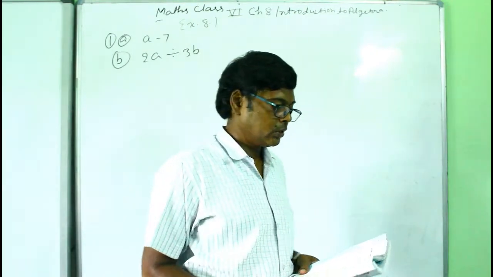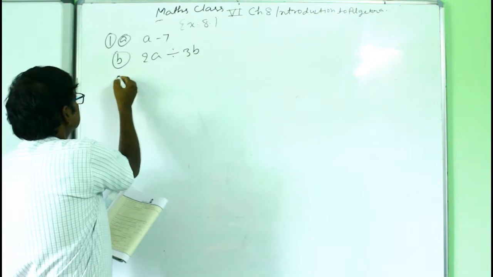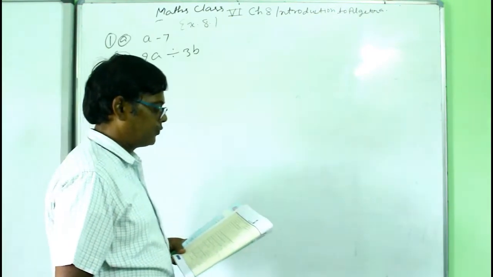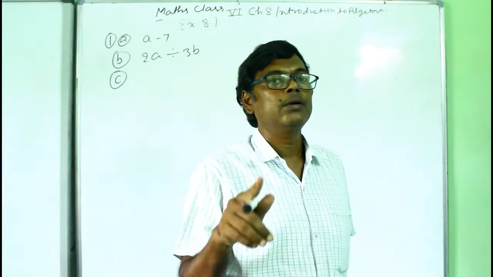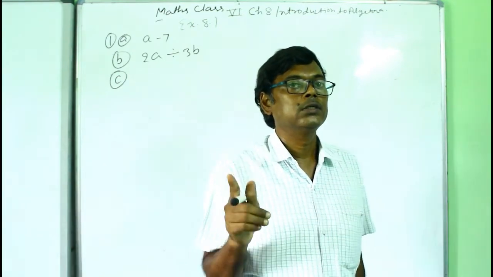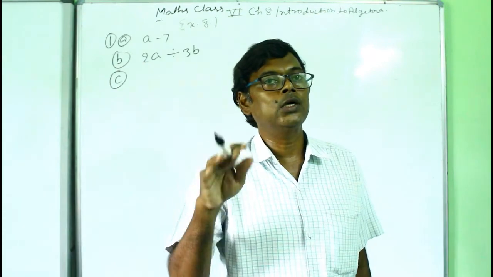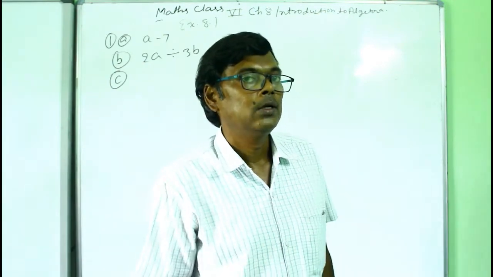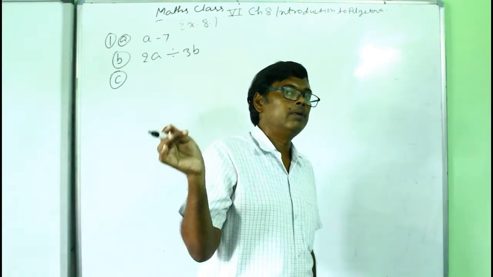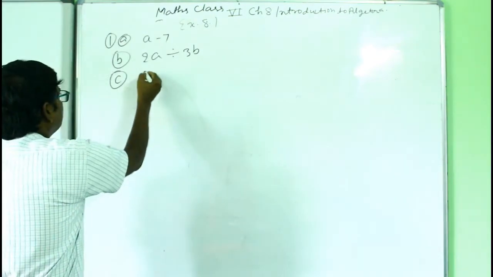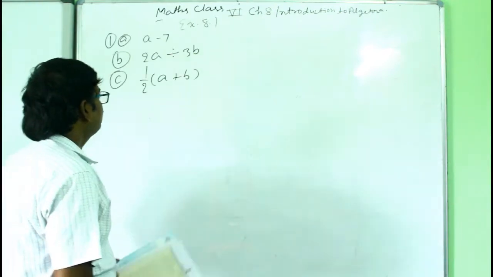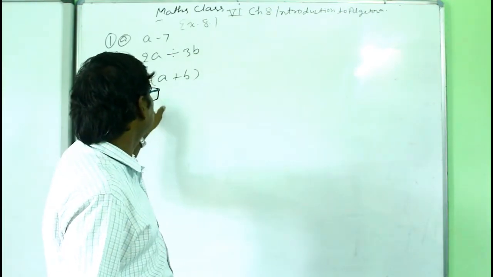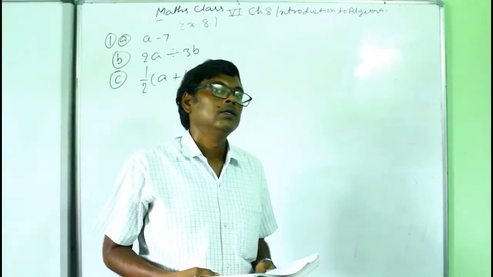Then you have the question number c: half of the sum of a and b. The first thing is the sum of a and b, that means what will be the sum of a and b? a plus b. Then what will be half of a plus b? a plus b by 2. So it will be like this: a plus b by 2, half of the sum of a and b.